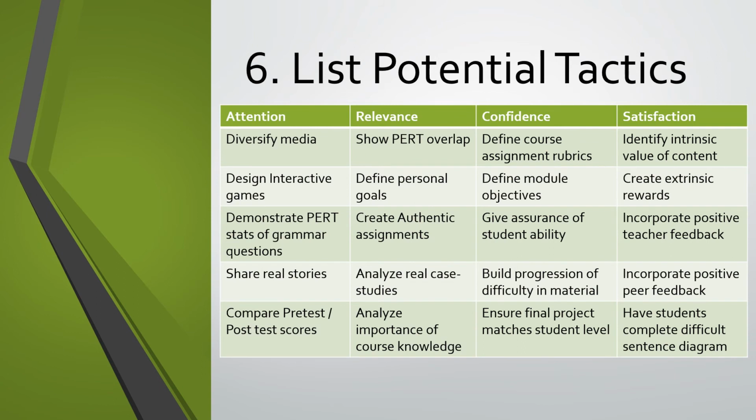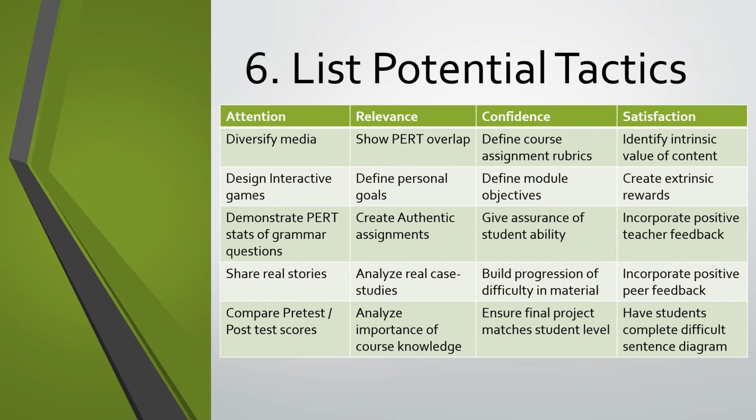Potential tactics for gaining attention are to diversify media, design interactive games, demonstrate PERT stats of grammar questions, to share real stories of real people, to compare pre-test and post-test scores. Potential tactics to build relevance are to show the PERT overlap with the grammar class, to define personal goals, to create authentic assignments, to analyze real case studies, and to analyze the importance of course knowledge.